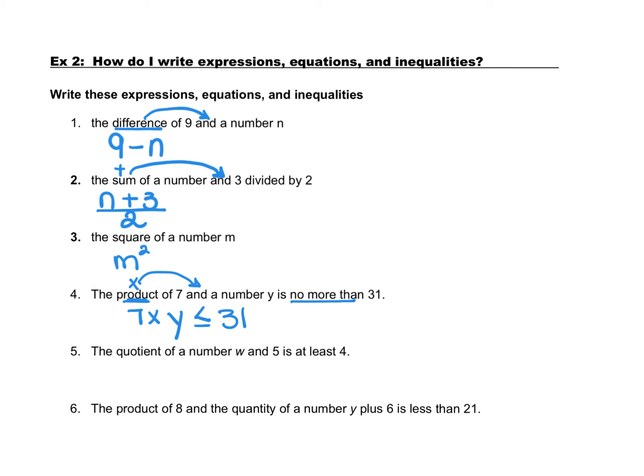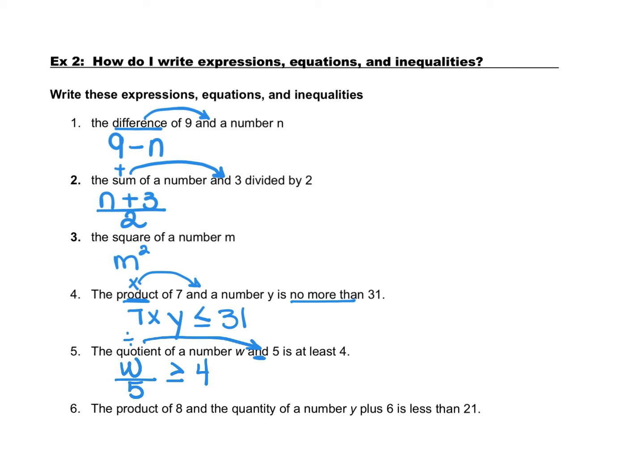All right, the quotient of a number w and 5 is at least 4. So quotient, remember, means to divide, and we're going to look for that word "and." So let's start right there. So the number w, so we're going to have the w, and remember in algebra it's always best to write your division problem as a fraction like this. And so w divided by 5 is at least 4. Can it be 4? Yep. Can it be more than 4? No. Can it be equal to 4? So at least 4, it can be greater than or equal to 4.